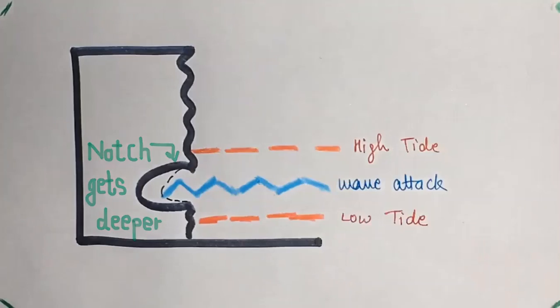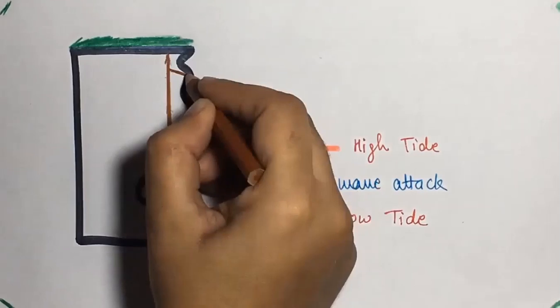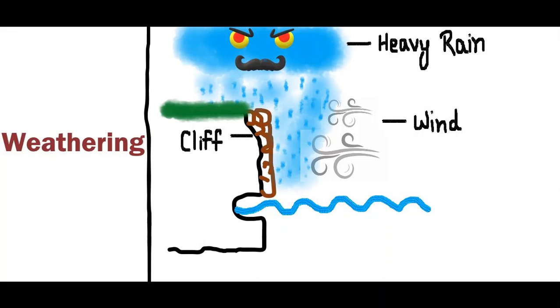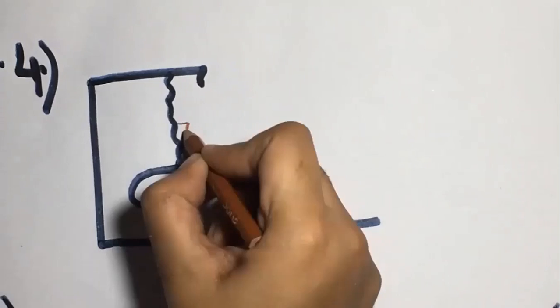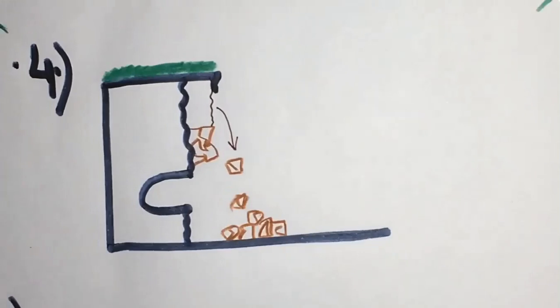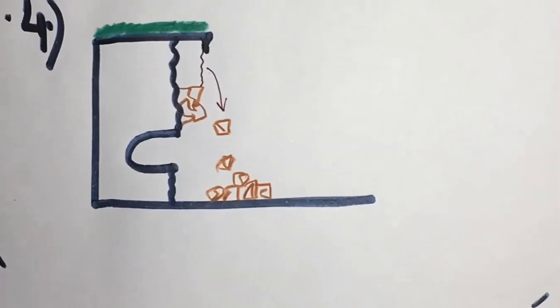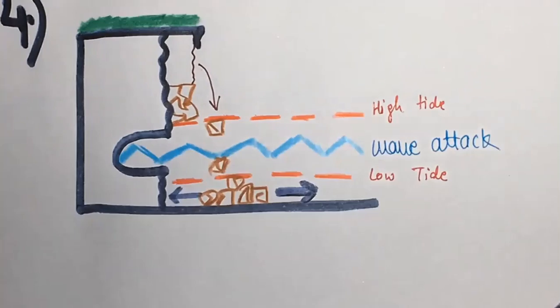Due to wave attack, eventually the section of the cliff above the notch will become weaker over time due to weathering, which is the action of wind and rain on the rocks. When this section above the notch is unsupported, it falls into the sea. This causes the cliff to retreat further and further back. As a result, the cliff becomes steeper. The collapsed material will be crashed back and forth due to abrasion and hydraulic action.